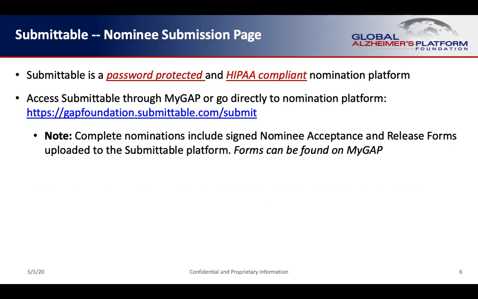It is important to know that Submittable, the nomination platform that we have chosen, is password protected and also HIPAA compliant for added security when submitting nominee information. You can access Submittable through the MyGap intranet or by going directly to the Gap CSA nomination page from the web link provided, gapfoundation.submittable.com/submit. Note, a nomination is considered complete when both the acceptance and release form or 2019 waiver and a photo have been uploaded to the Submittable nomination form.